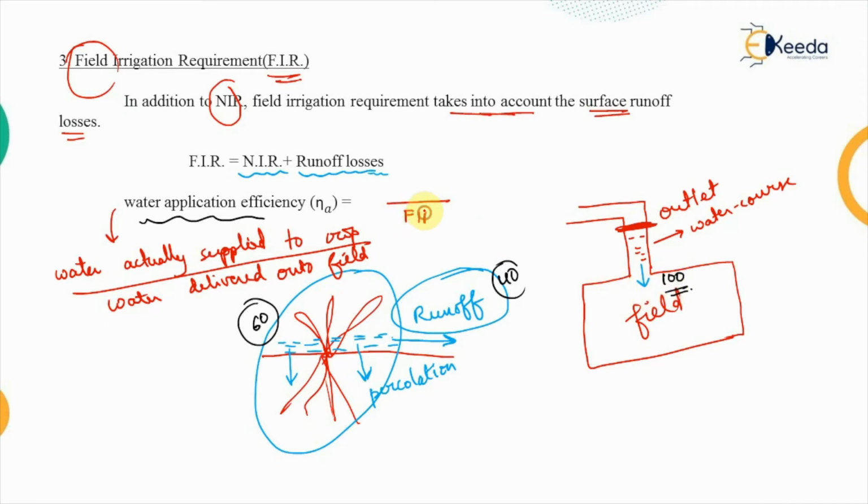So in the denominator we will have FIR, and the water which was actually supplied to the crop, this 60 units of water, is the net irrigation requirement. If we multiply this ratio by 100, then we will get this water application efficiency in percentage.